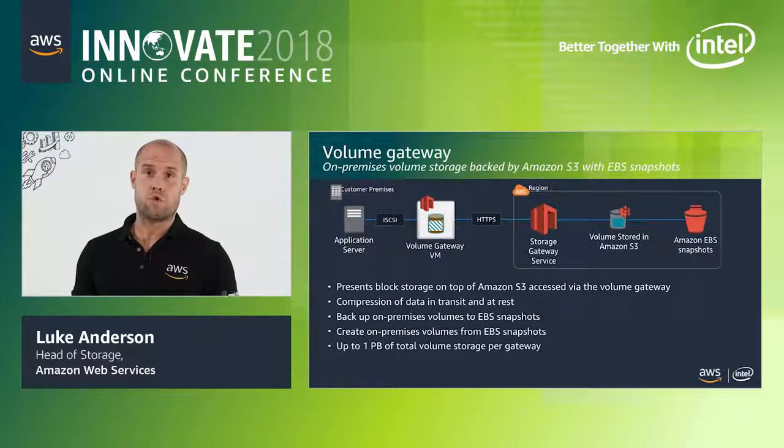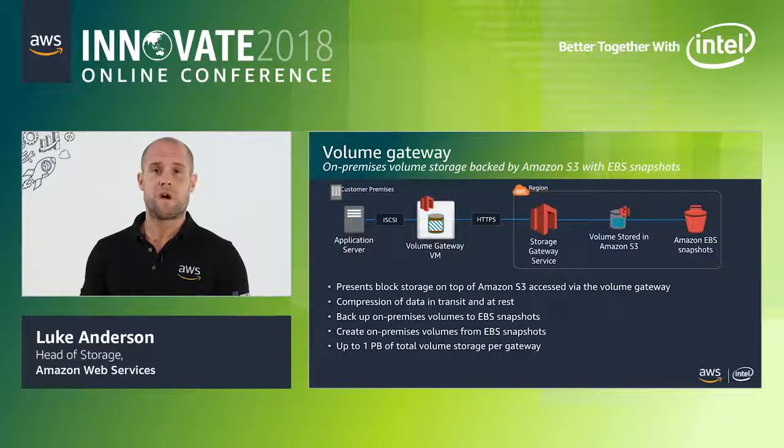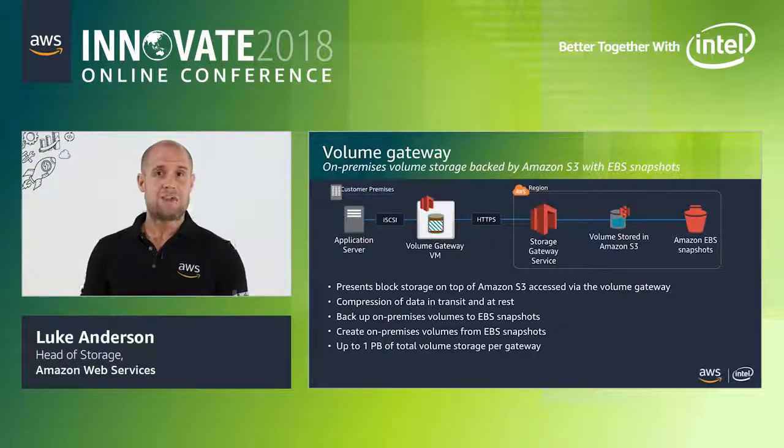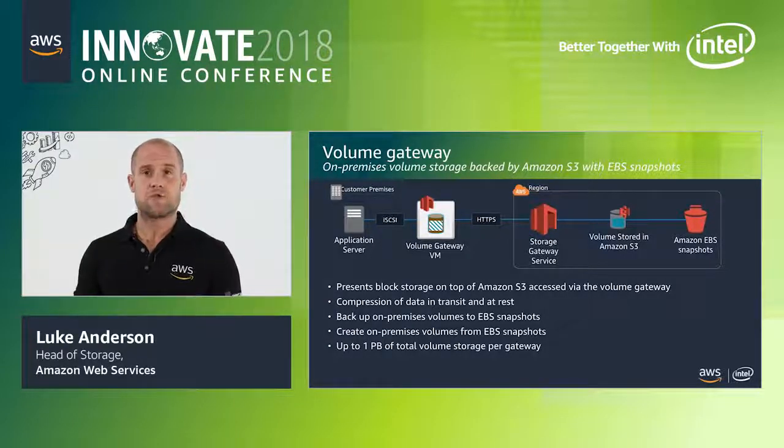The next thing that we're going to talk about is the Volume Gateway. The Volume Gateway is volume storage presented over iSCSI, where you get an iSCSI LUN, just like if you had a SAN storage array. Just like with tape, it's compressed and encrypted and then sent over an encrypted connection to AWS. It's stored in S3 as a volume, and here you can take snapshots using the EBS snapshot service.